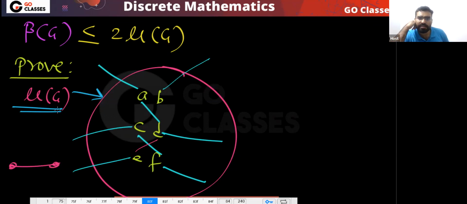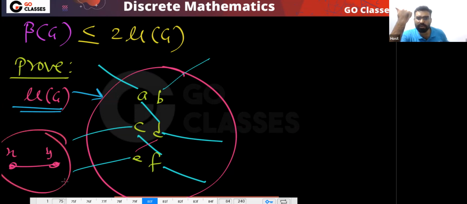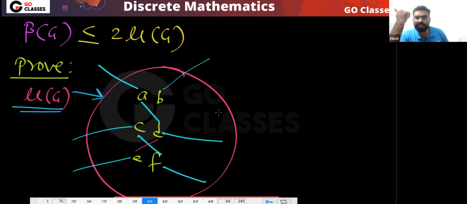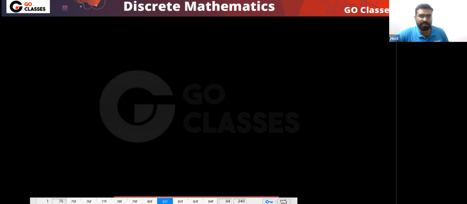If this edge is there, with different vertices, let's say x, y, then what will I do? Then there is a contradiction, because I can include it here. There is a contradiction that this is maximum, because I can use it here. So if I have this edge, I have a contradiction. So if you have a maximum matching, this is the idea.